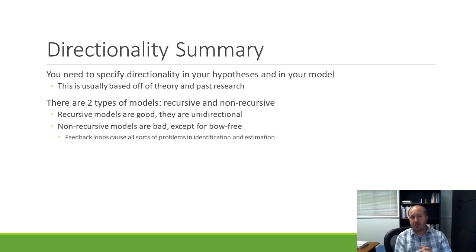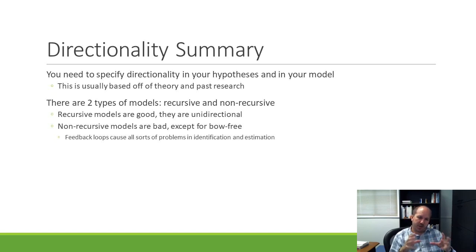So in summary, you need to specify directionality in your hypotheses and when you draw out your model. And this is usually based off of theory and past research or time sequencing. There are two types of models, recursive and non-recursive. And overall, recursive models are good. They are unidirectional. In general, non-recursive models are very bad, except for the bow-free. The bow-free works, and they're treated just as recursive models are because they're unidirectional. They have some correlated error terms, but they don't have that string between the manifest variables. Anytime you have a feedback loop, if you can draw a circle anywhere around in your diagram, you're going to run into huge issues with trying to figure out identification.